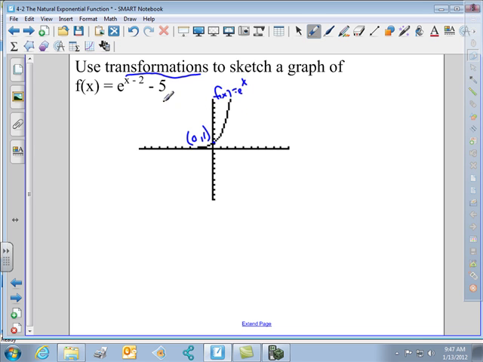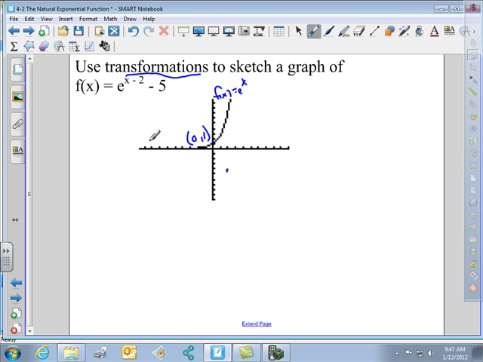And we're going to take that graph and move it 2 units to the right. So I'm going to go right 2, and then I'm going to move it down 5 units. 1, 2, 3, 4, 5. So I'll go to the right 2 and down 5 units. It's almost like I'm looking at this graph and saying, all right, let's move this right 2 and down 5.